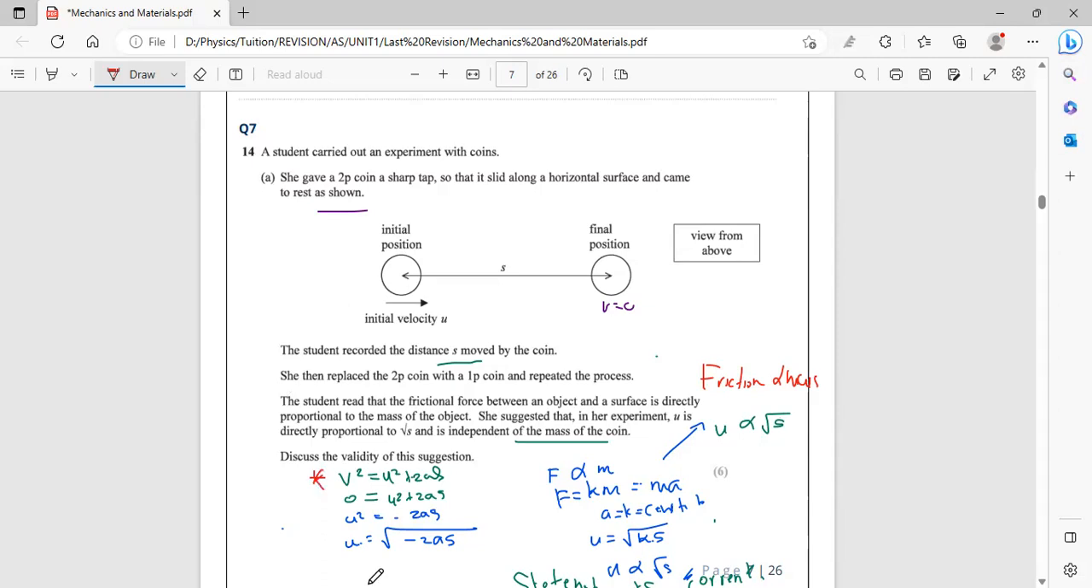Final velocity is 0, initial velocity is u. Acceleration is unknown, right? That's a bit of a problem. There is one unknown in the equation, and s is also given, right? Rest are fine. So 0 is equal to u squared plus 2as, and u squared is equal to minus 2as. Right? Displacement and acceleration are vectors. So u is equal to square root of minus 2as.